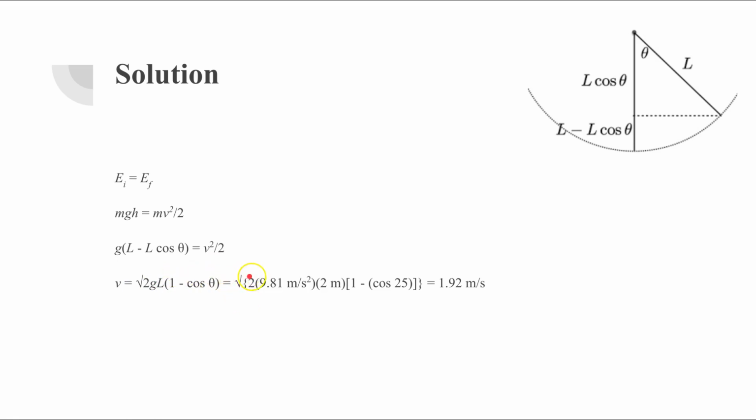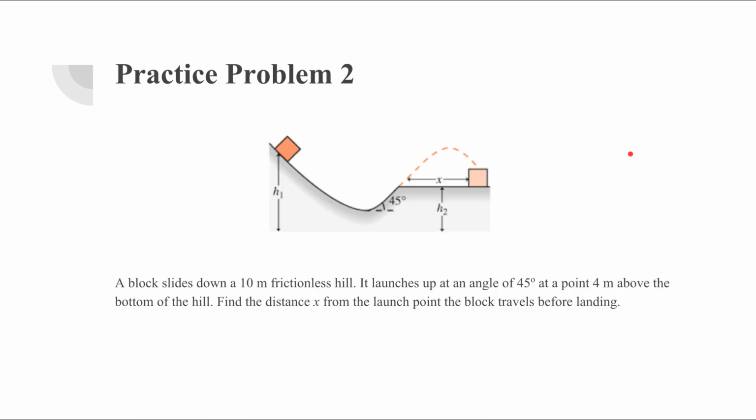Then you sub in the numbers, 2 times 9.81 meters per second squared times 2 meters times the quantity 1 minus cosine 25. That gives you about 1.92 meters per second. So this is how you do this type of problem. So here's where the zero point thing comes in. I'm going to do this problem without using the zero point method, and then you'll see why the zero point method could be a lot easier.